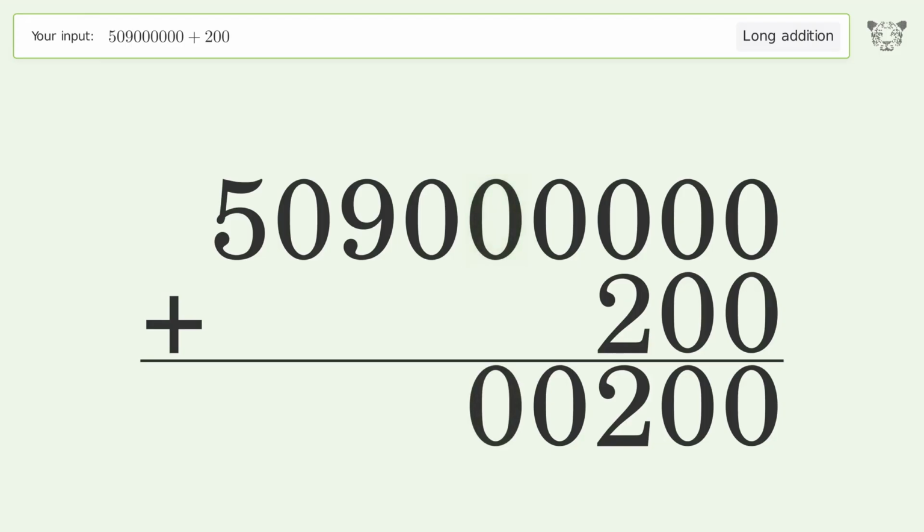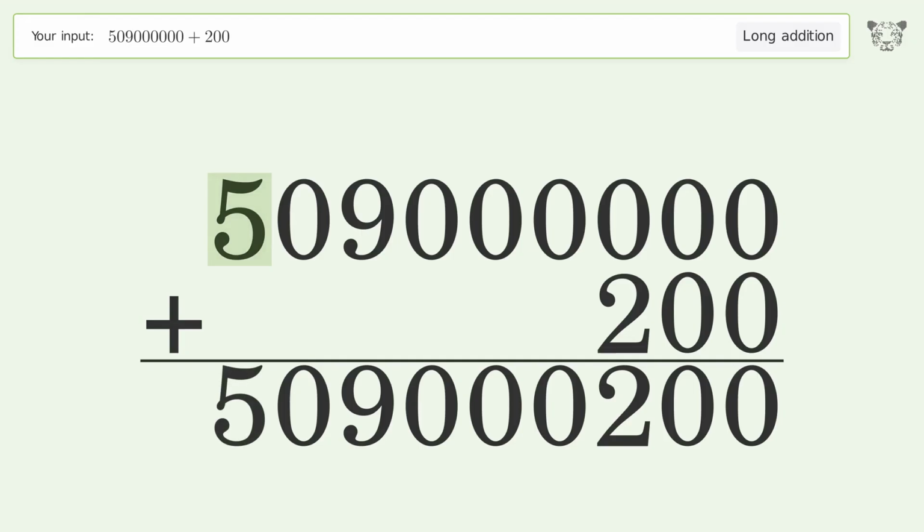Write 0 in the 10,000s place. Write 0 in the 100,000s place. Write 9 in the millions place. Write 0 in the 10 millions place. Write 5 in the 100 millions place. And so the final result is 509,200,000.